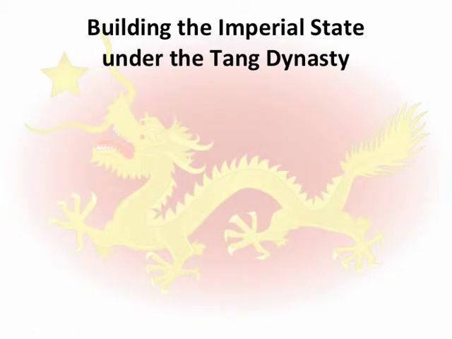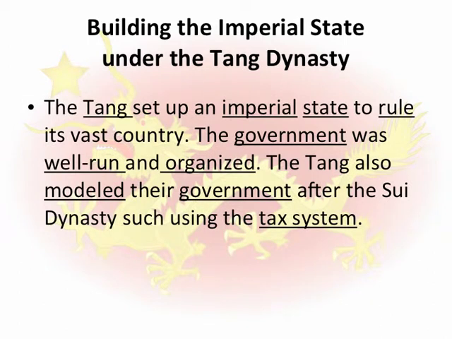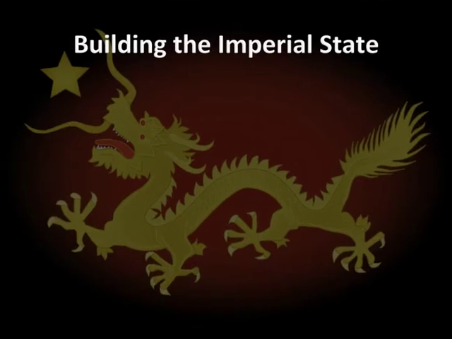Building the imperial state under the Tang dynasty. The Tang dynasty set up an imperial state to rule its vast country. There was lots and lots of land and lots of people to govern, and this government was well run and well organized. They also modeled their government after the Sui dynasty, such as using the tax system. That's one of the Sui dynasty's programs.